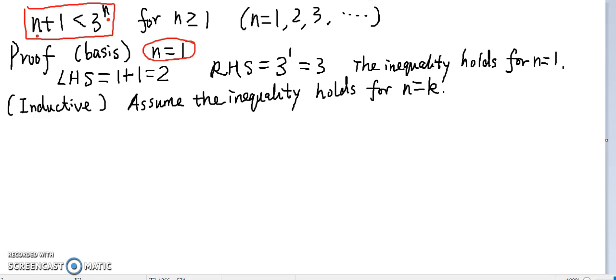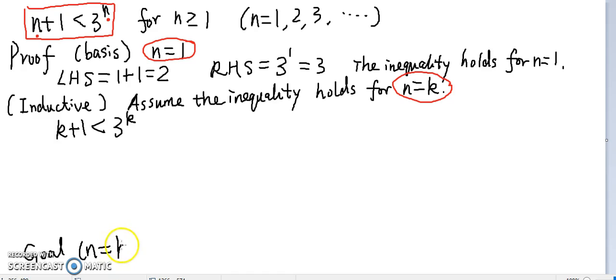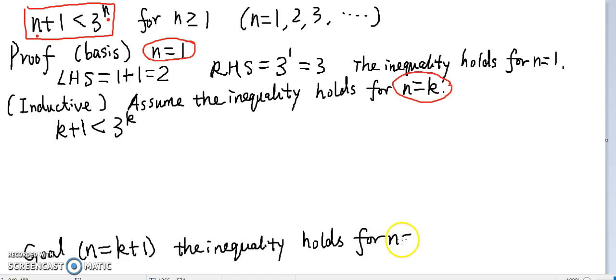So now in this case, because we assume the inequality holds for n equal to k, we replace the left-hand side n and right-hand side n with k. So we get k plus 1 less than 3 to the kth. And our goal, let's write down our goal inequality. The goal is always the formula or inequality for n equal to k plus 1. So we increase this n from k to k plus 1. So we want to prove the inequality holds for n equal to k plus 1.